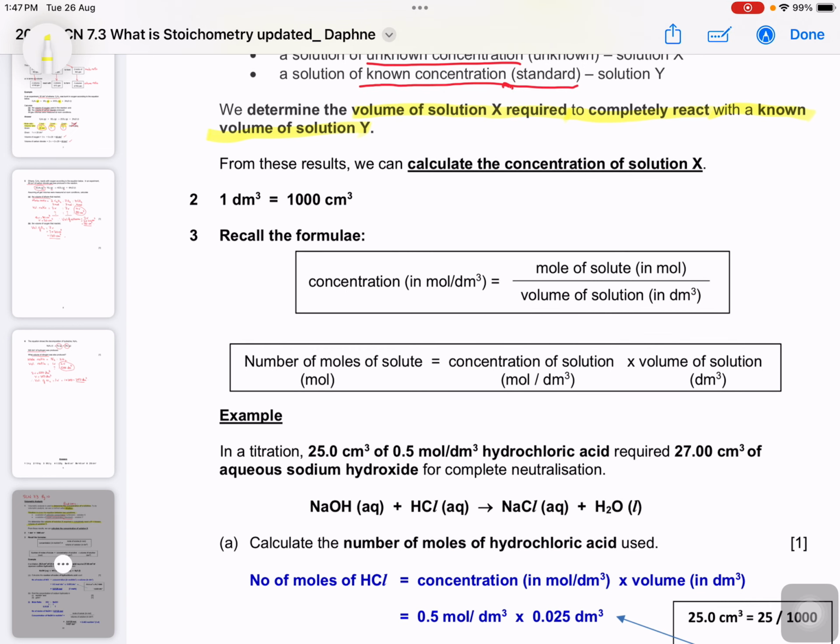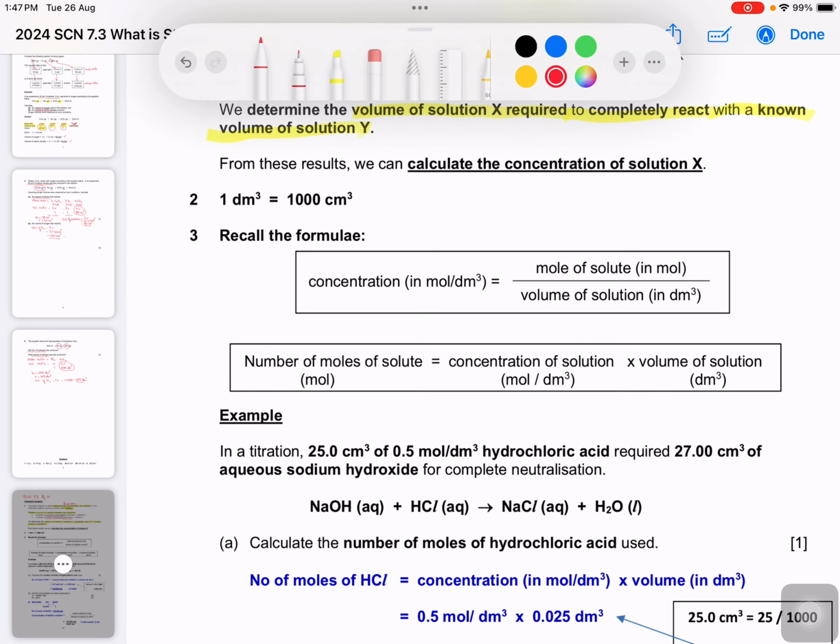Now, which formula are we going to need to use? Let's recall, we have the formula concentration, we shall call it C. Then you have mole, which we already know, divided by volume, and volume we shall call V, so that it's easier for us to write. We don't have to write so much. So C is equal to mole over V. Okay, that's the formula we're going to use for concentration.